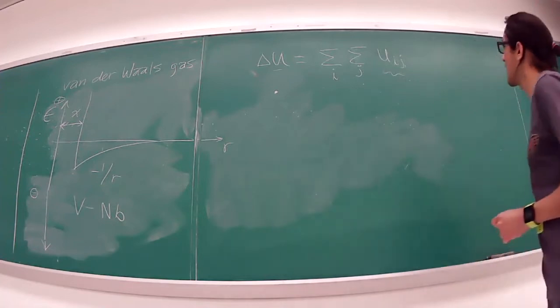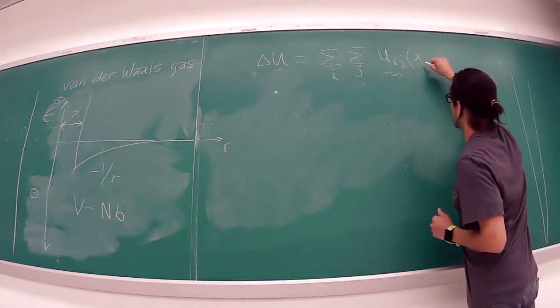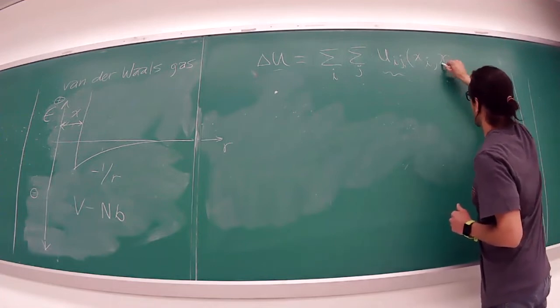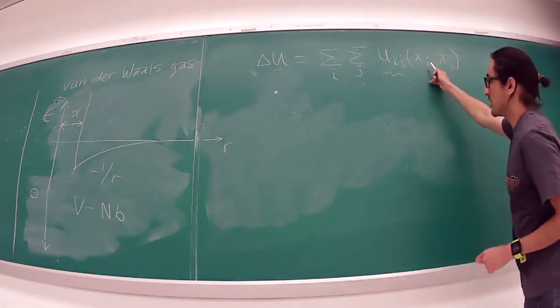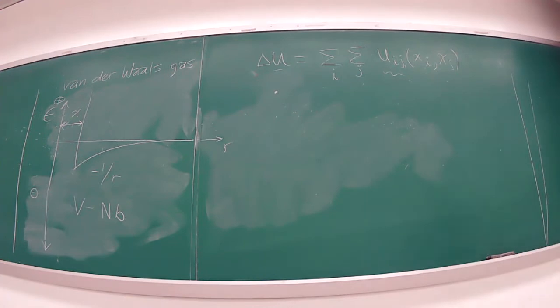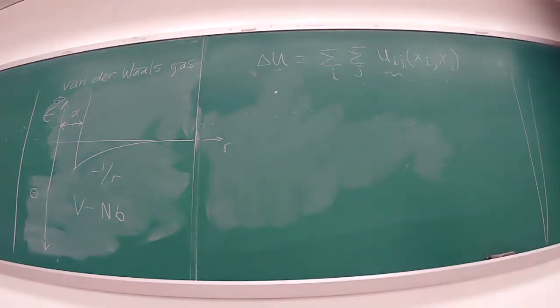And strictly speaking, that function, the energy, is a function of the position of both particles, I and J. And so you might think that the delta U is also going to be a function of the positions of the particles. And indeed it is, but if you had to include all the positions of all the particles, this will not be really tractable. And so we have to make an approximation here.